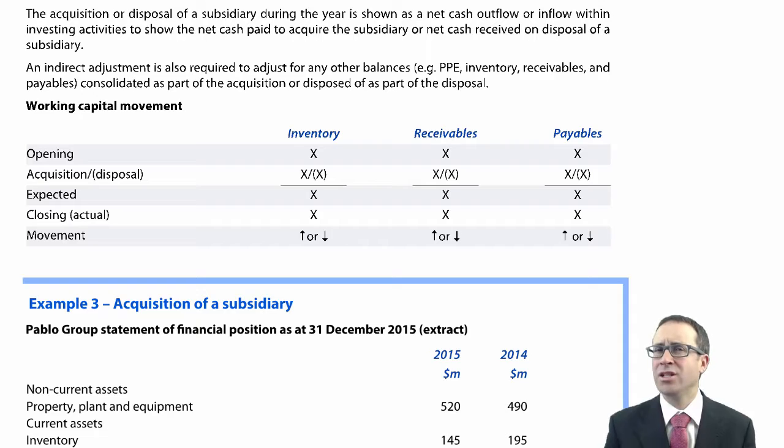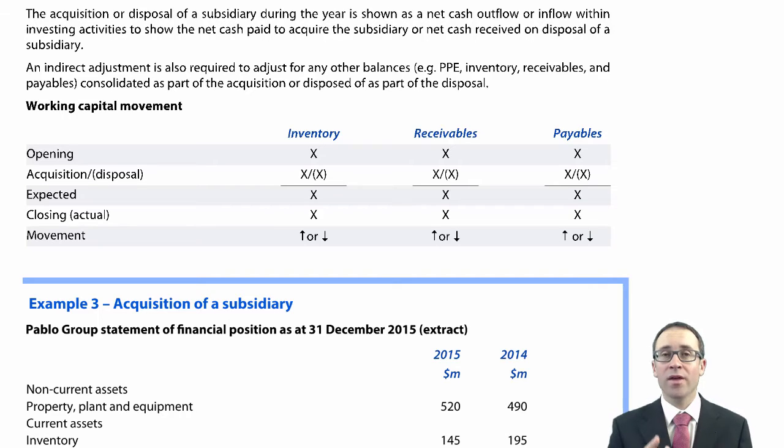And the theme tends to have been, if memory serves me right, that in the cash flow questions that we've had in the past, it tends to have been an acquisition. But that doesn't mean to say that the disposal is not examinable. So we need to be comfortable with both. But the focus, to start with, is on the acquisition of a sub.